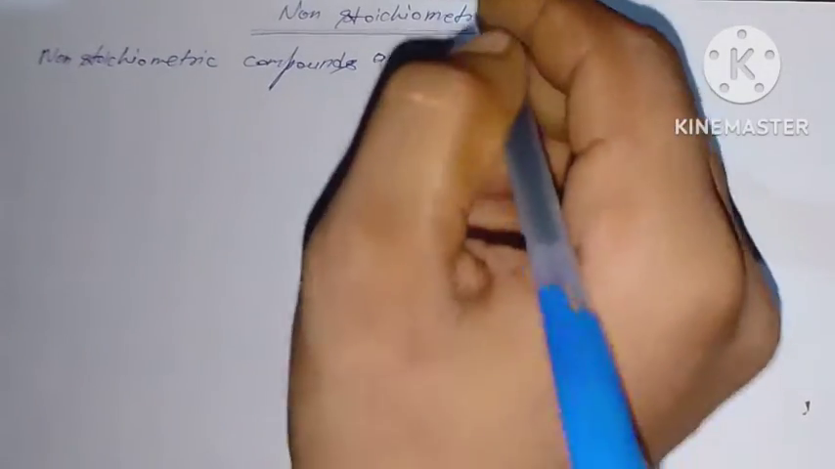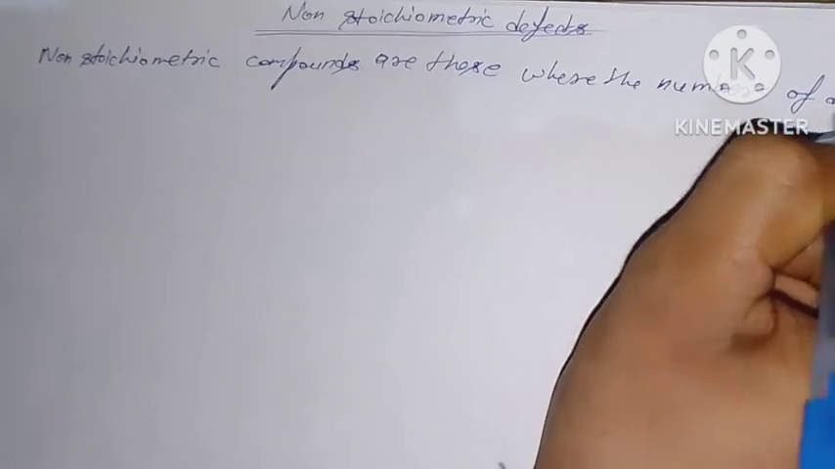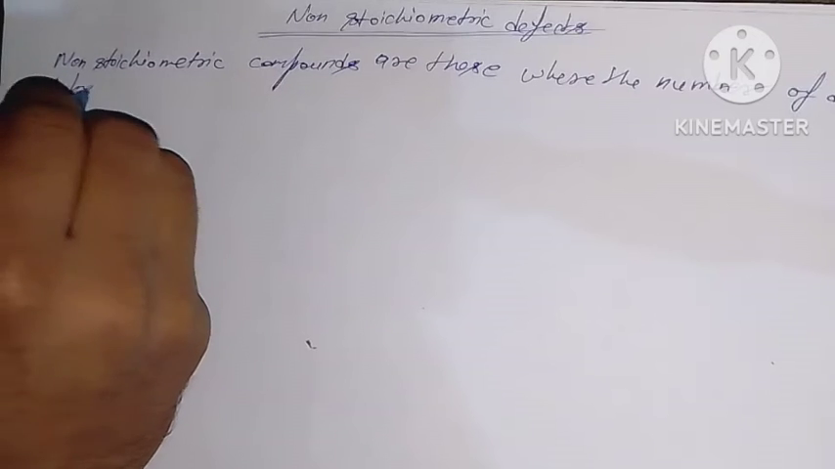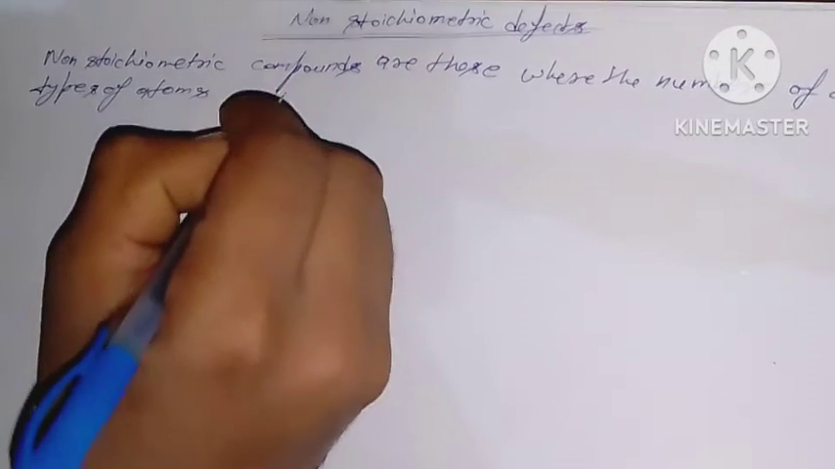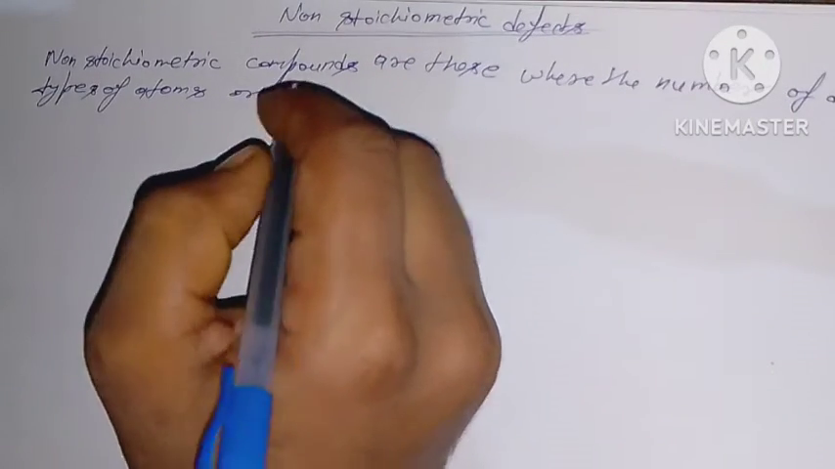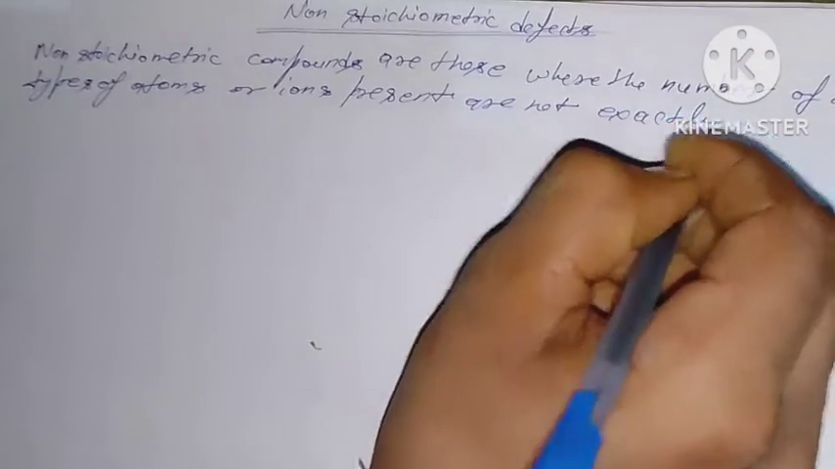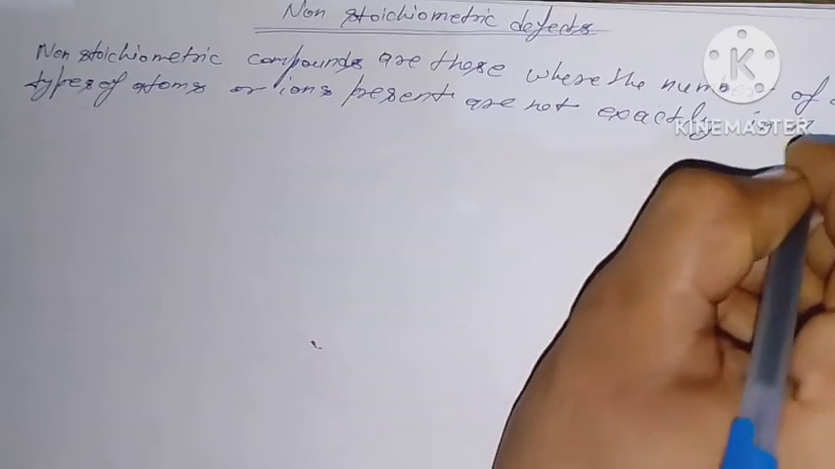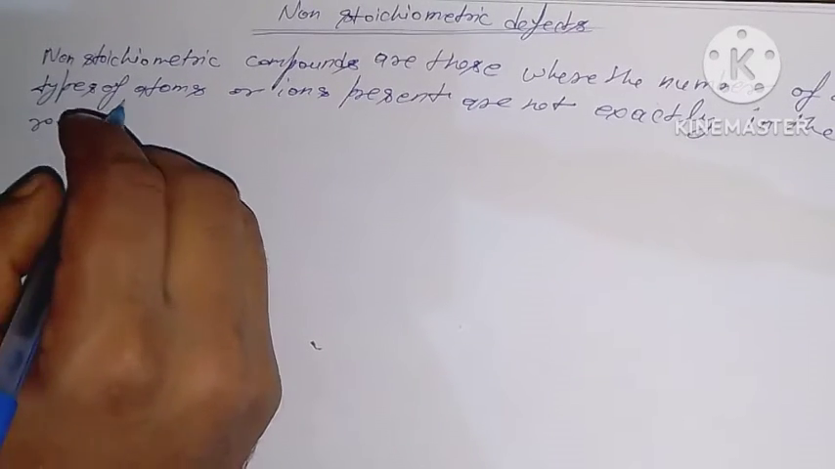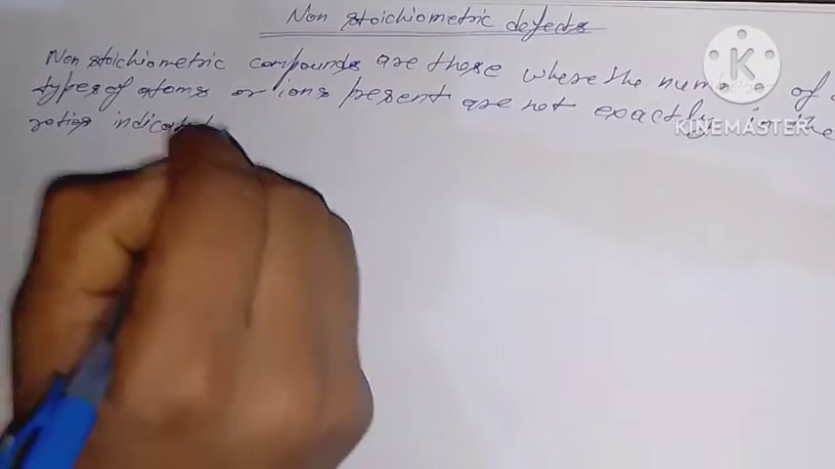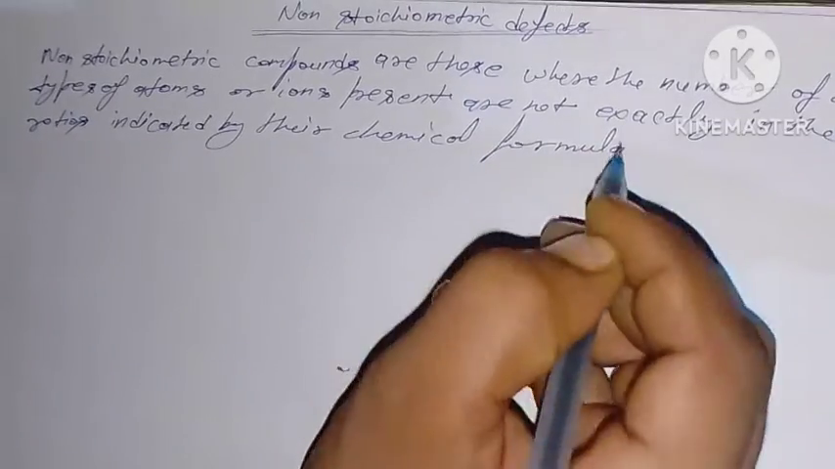Non-stoichiometric compounds are those where the number of different types of atoms or ions present are not exactly in the same ratios indicated by their chemical formula.